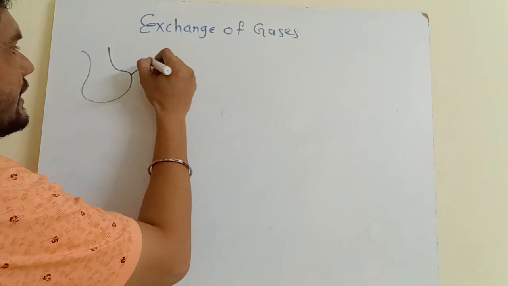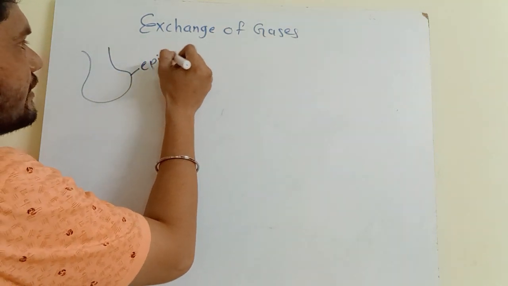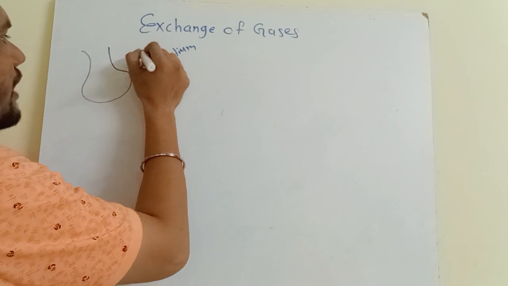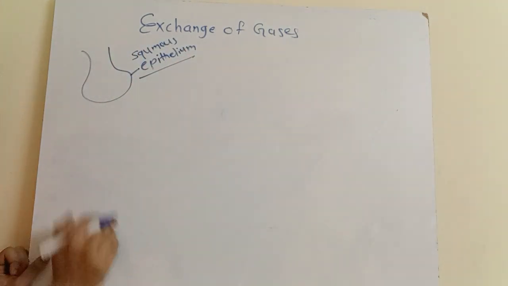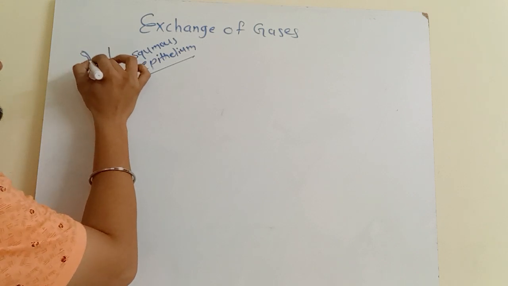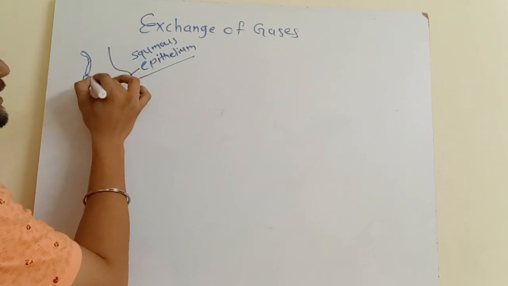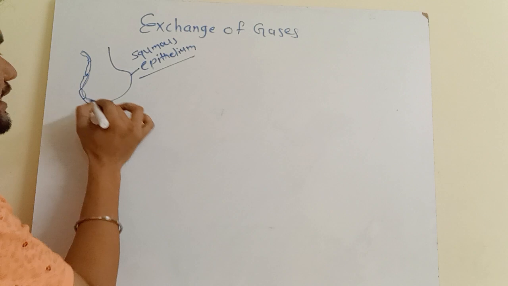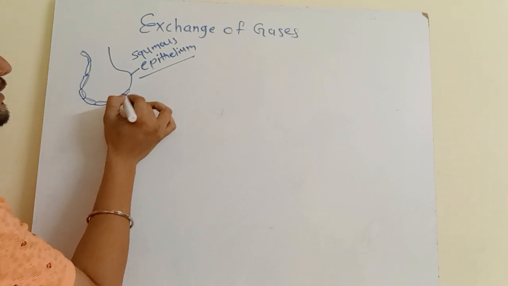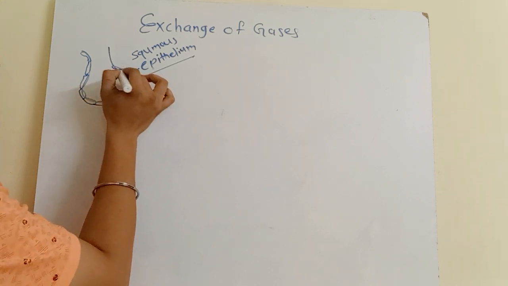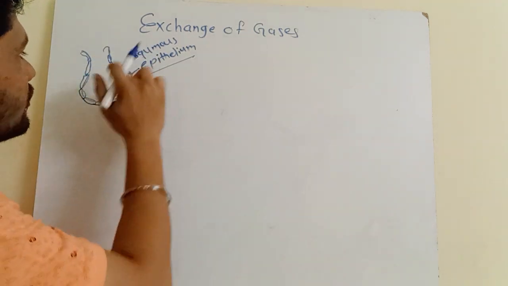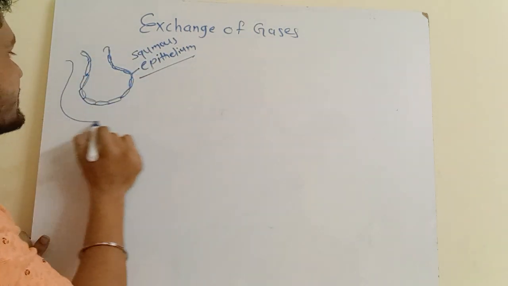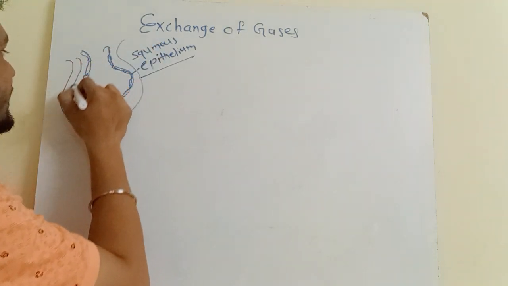This is the squamous epithelium of the alveoli, which is a very thin membrane, made up of only a single cell layer, like this. Then we all know that the alveoli are surrounded by blood capillaries, right?